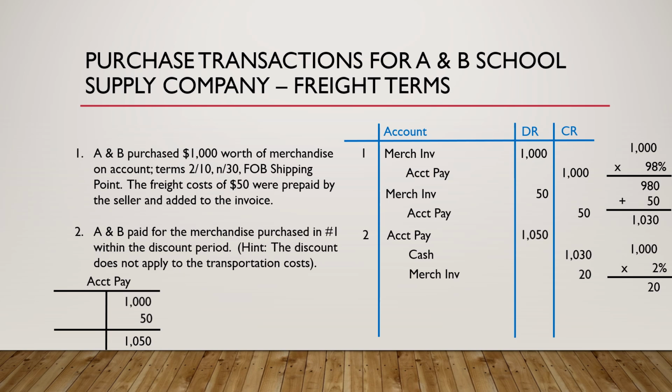What if A and B waits too long to make the payment? It'll still debit accounts payable and credit cash, but for the full $1,050 balance in accounts payable.